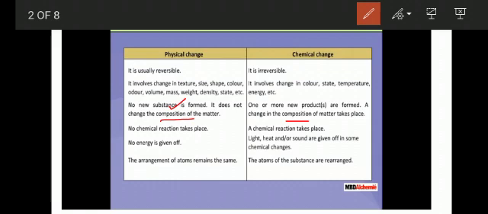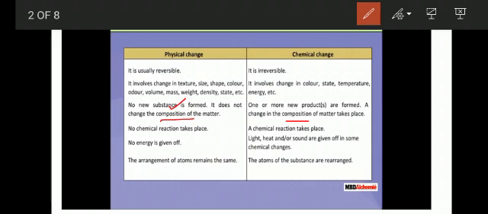Like when we cut a piece of cloth or a piece of paper, the paper remains as paper. It will not change. But in a chemical reaction, a new product is formed. The chemical composition is changing. When you burn a log of wood, it forms a new material, that is ash or coal, and heat and smoke are also released.